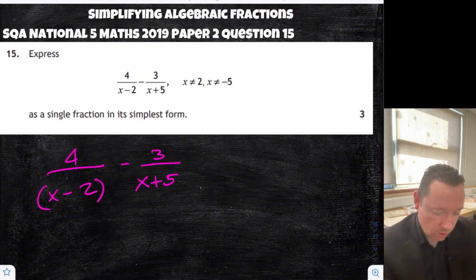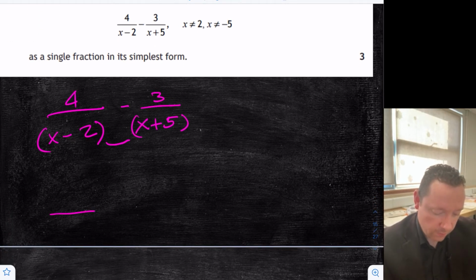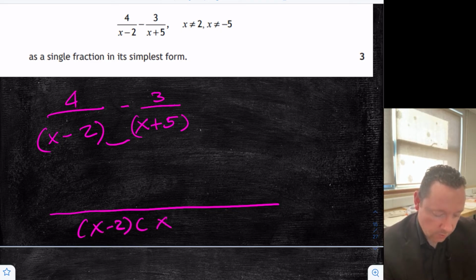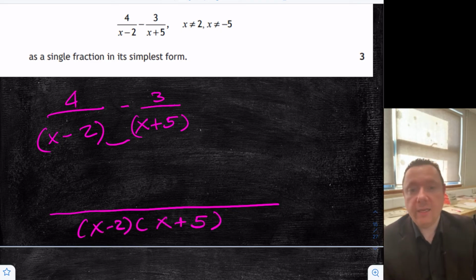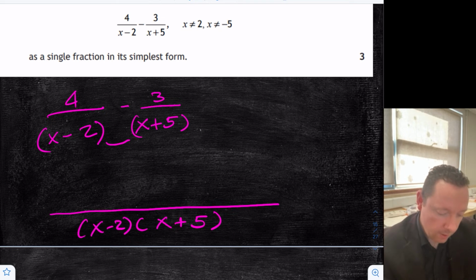So I can put brackets around these. My common denominator is going to be this. So as a single fraction, I'm making it nice and long, I've got x minus 2 times x plus 5 on the bottom. Now to get your tops, you can think of it as this fraction's been times by this, so I need 4 times x plus 5, and this fraction's been times by x minus 2, so I need minus 3 times x minus 2.